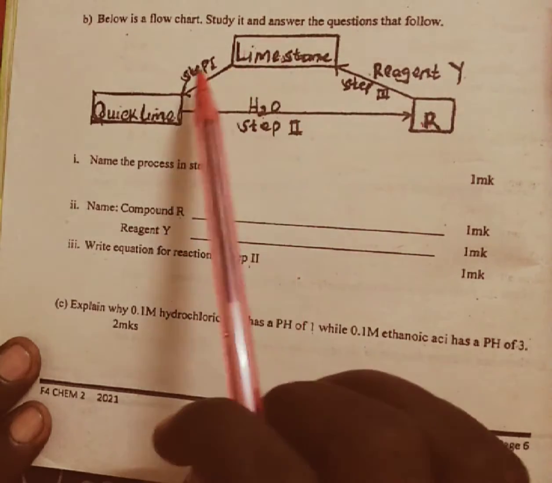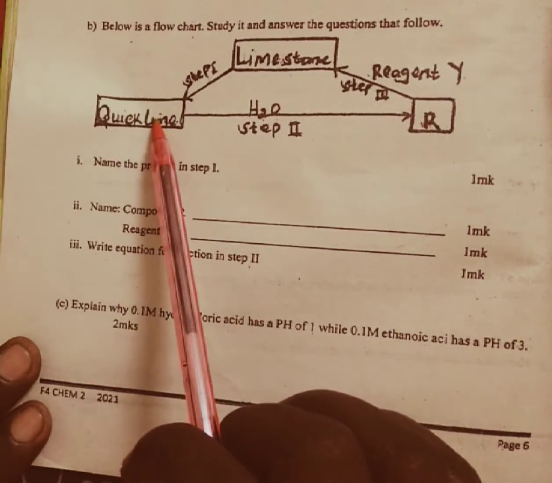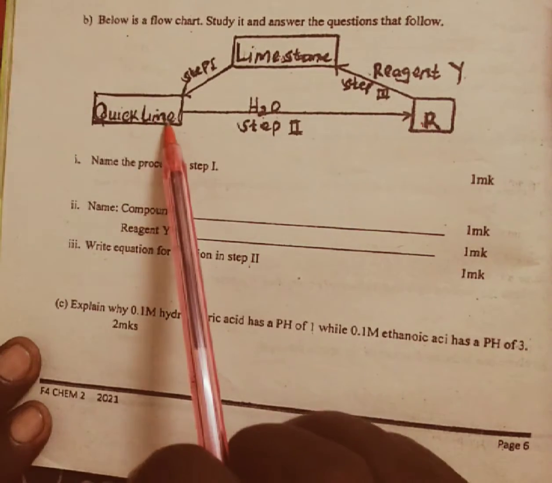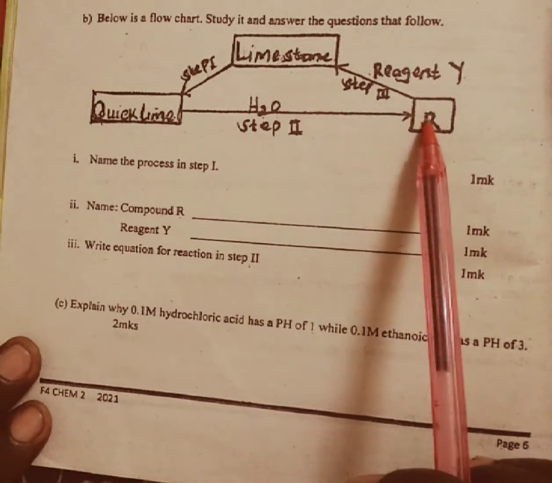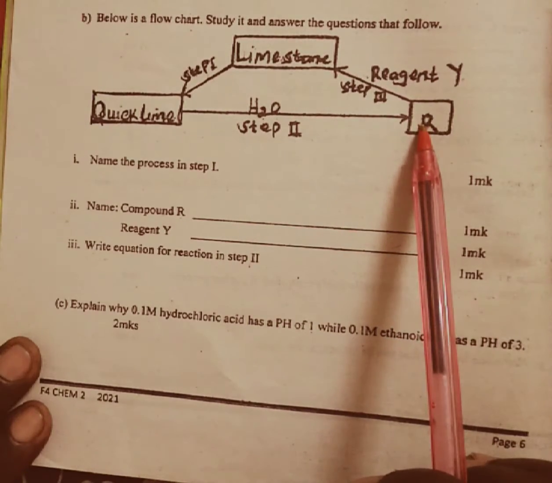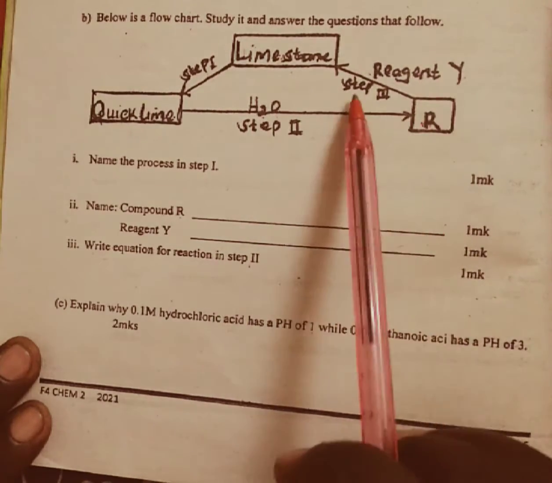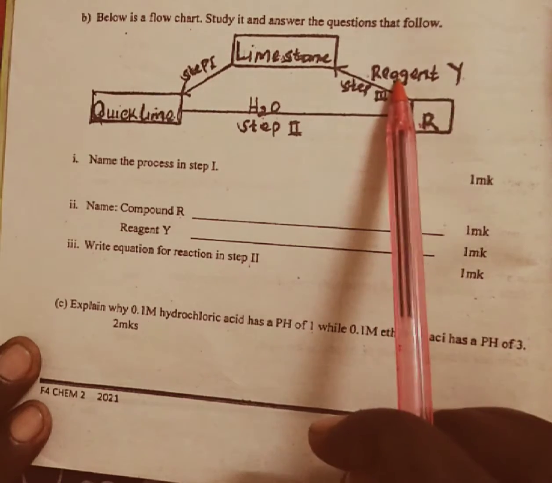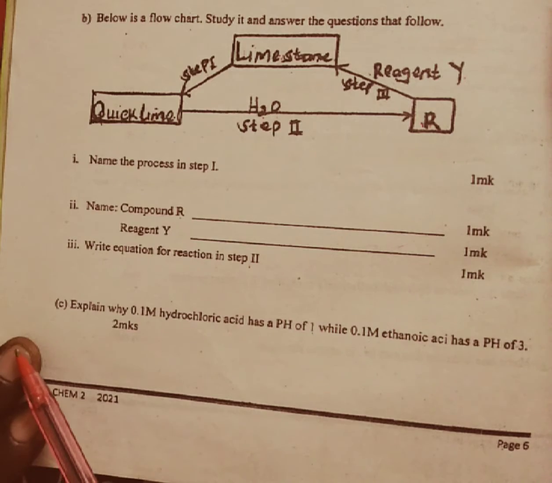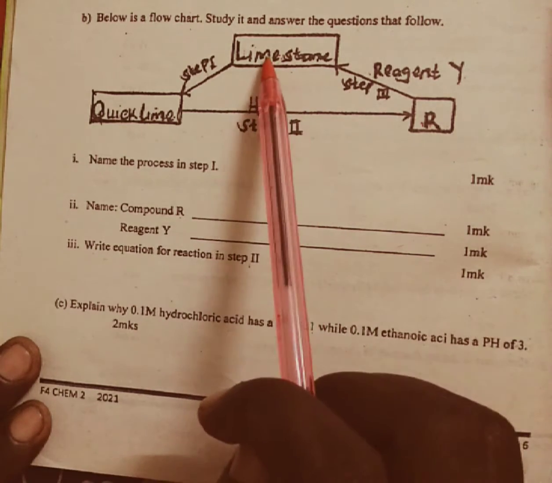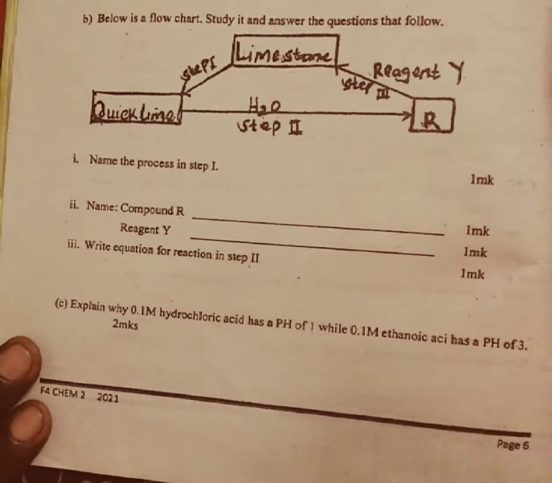Then limestone undergoes step 1 to give us quicklime. Then quicklime undergoes step 2 where water is added to give us substance R. And substance R undergoes step 3 where it reacts with reagent Y to give us limestone. In this case, we need to understand that limestone is calcium carbonate.